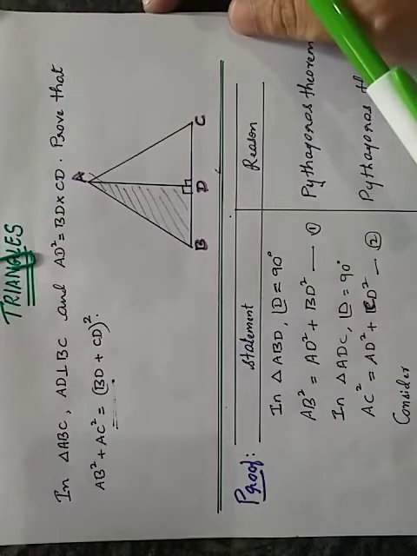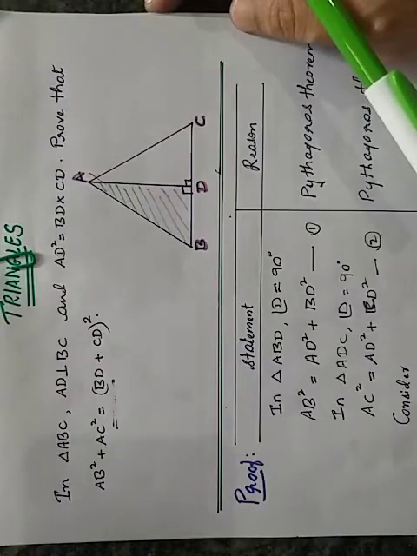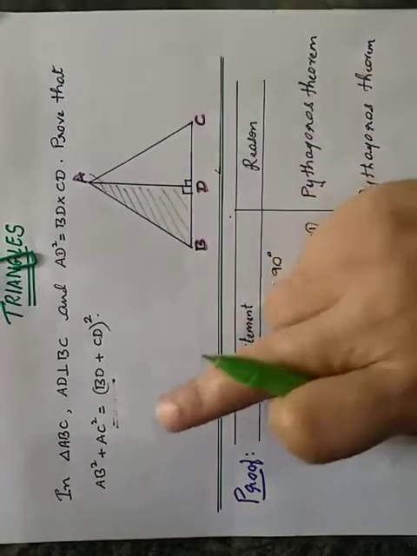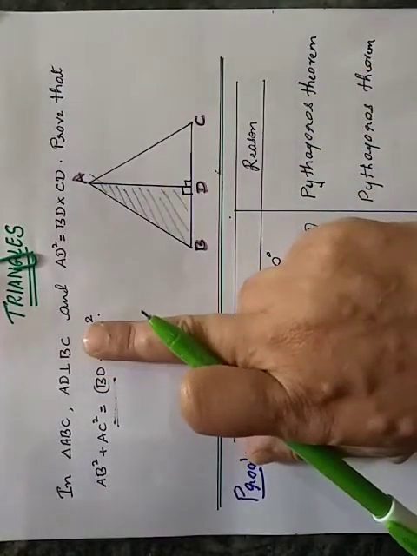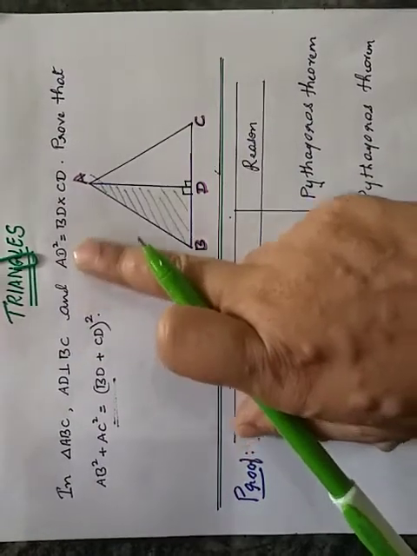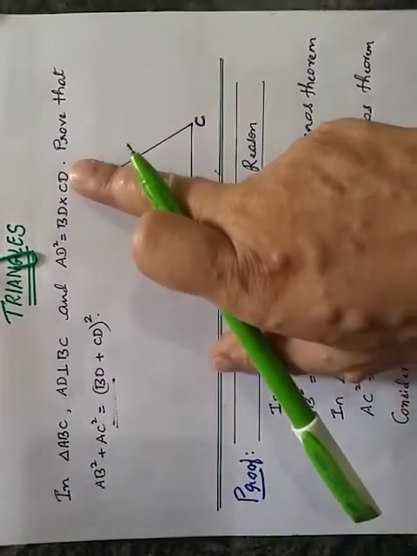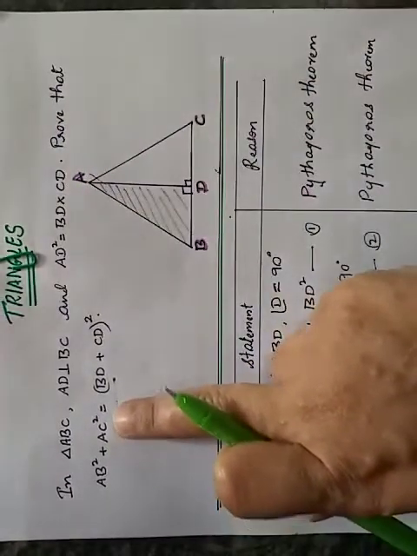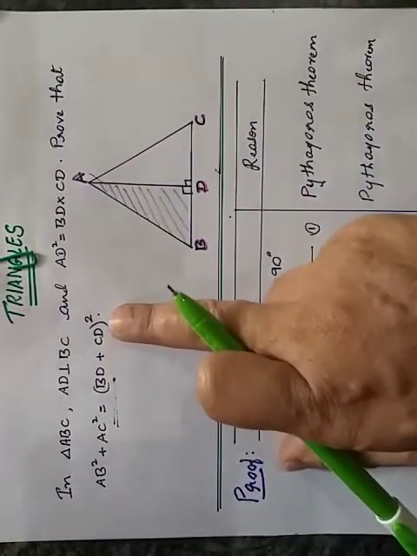Good morning, children. Today I am solving the previous year question paper from triangles. The question is: in triangle ABC, AD is perpendicular to BC and AD square is equal to BD into CD. Prove that AB square plus AC square is equal to (BD plus CD) whole square.